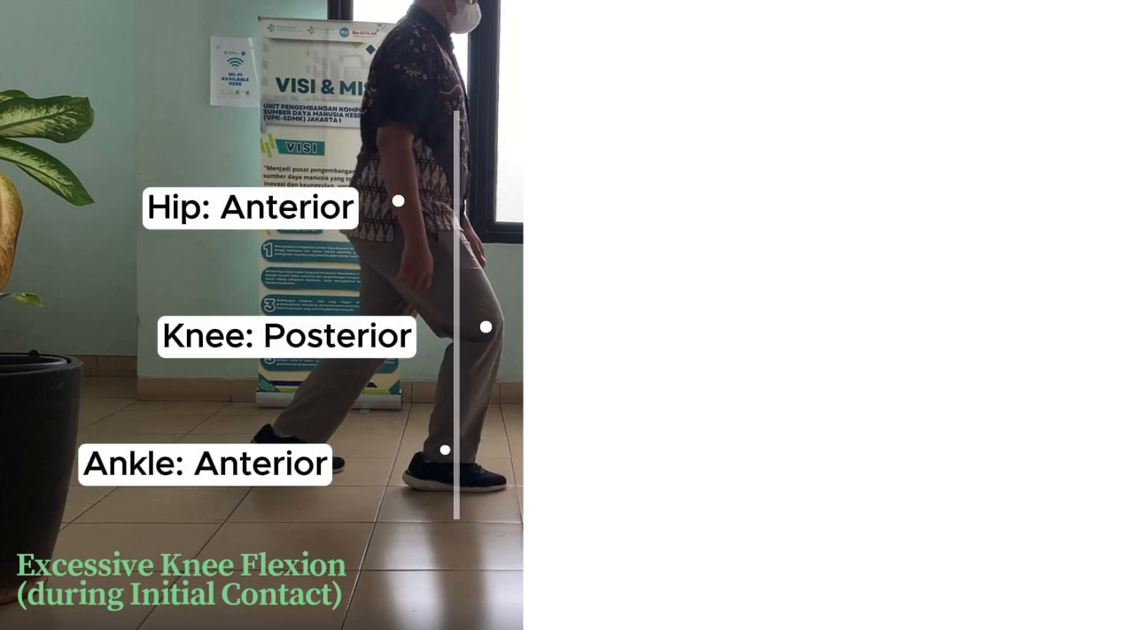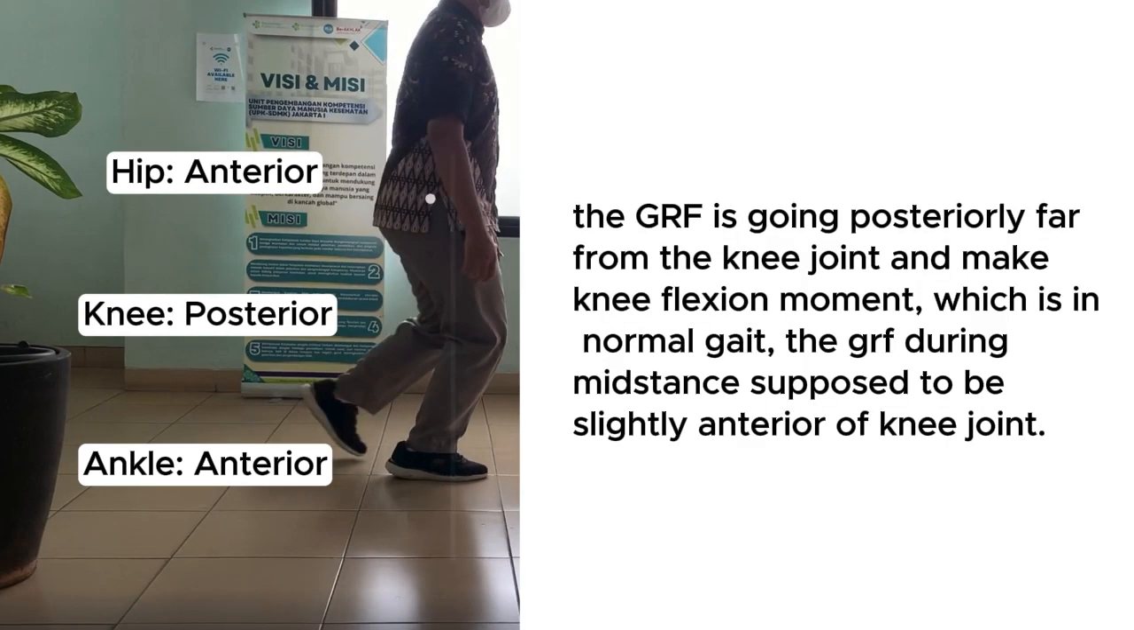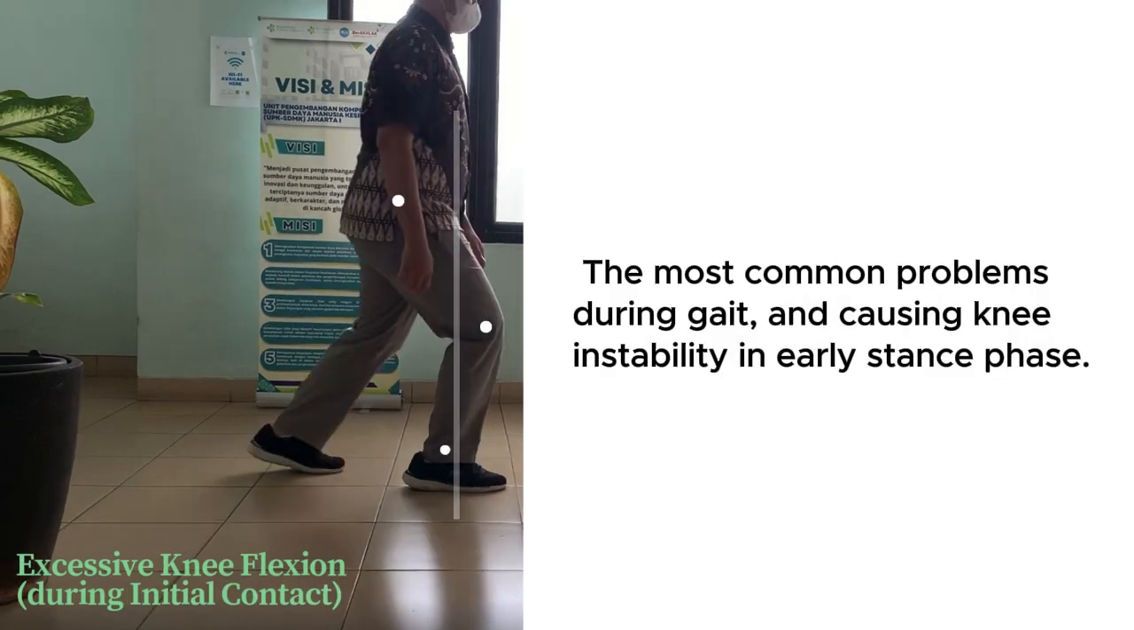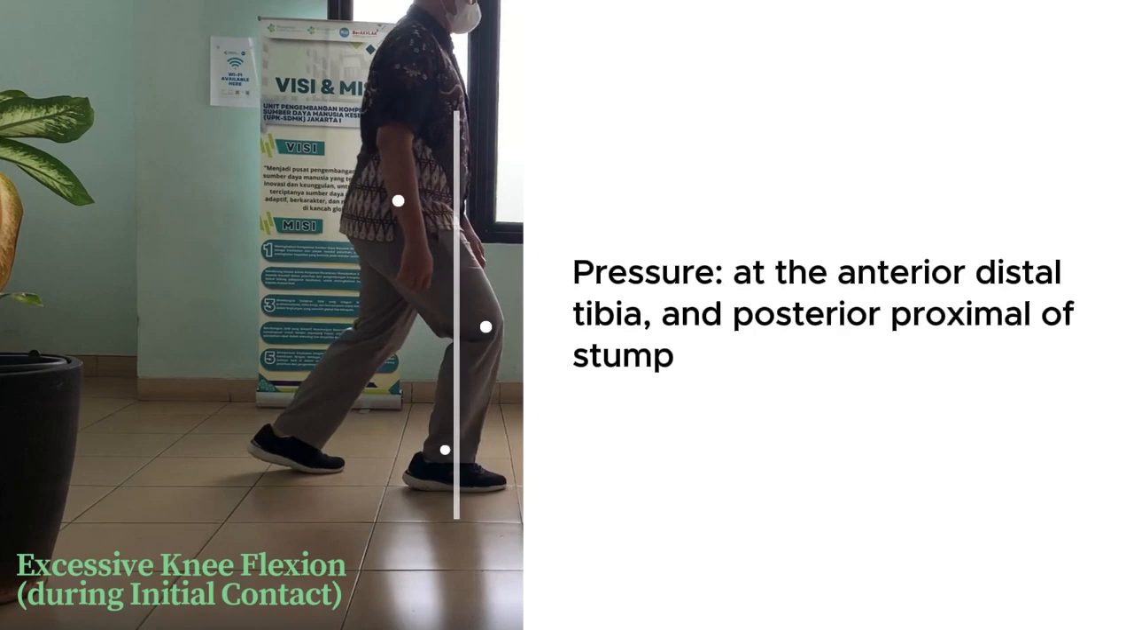As you can see, the GRF of the ankle, knee, and hip is far from the axis. For example, during mid-stance, the GRF goes posteriorly, far from the knee joint, and makes a knee flexion moment, whereas in normal gait the GRF during mid-stance is supposed to be slightly anterior of the knee joint. Excessive knee flexion is the most common problem during gait, and it causes knee instability in early stance phase. It creates pressure and pain at the anterior distal tibia and posterior proximal of the stump.